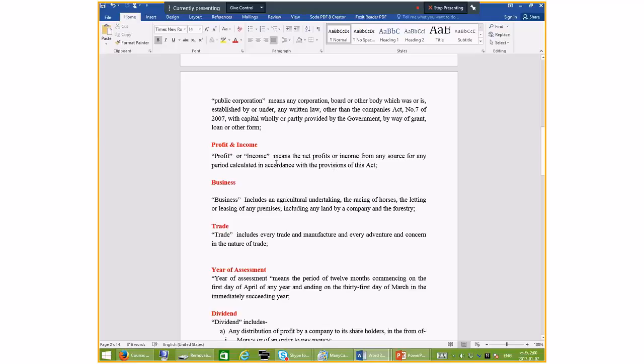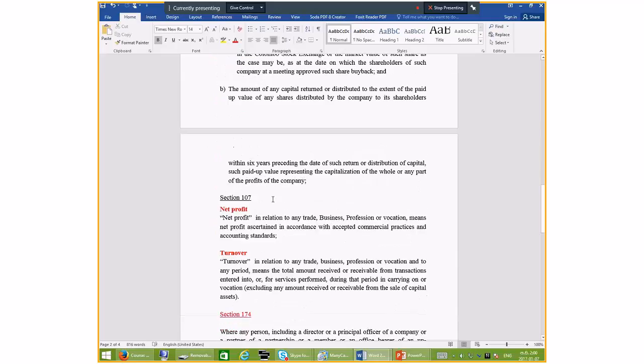For employment income we apply section 4. For interest income we apply section 25(4). But here, this section 217 defines the words profit and income. 107 only defines net profit. Net profit in any trade, business, profession or vocation means net profit ascertained in accordance with the accepted commercial practices and accounting standards. Now, in Sri Lanka, the Institute of Chartered Accountants has formulated some accounting standards and they are published in the gazettes.